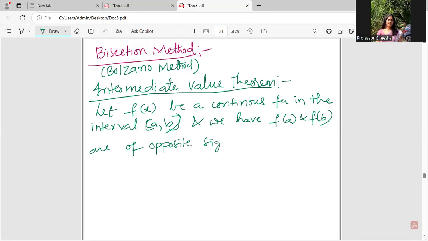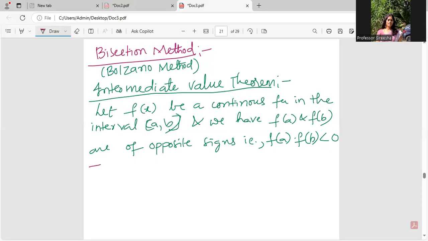Okay, that means what? Just see here. F of a, f of b opposite signs means what? One is positive, the other is negative. Obviously, plus into minus would be negative only, right? That is, f of a into f of b is less than 0. Then what the intermediate value theorem says is, there exists at least one root in the open interval a b.